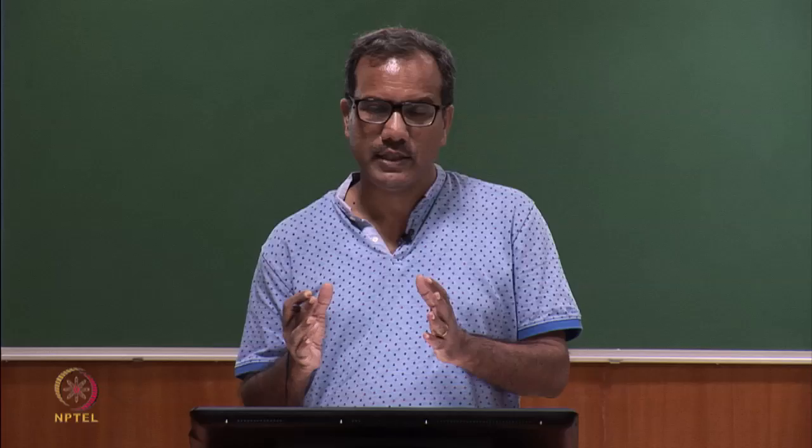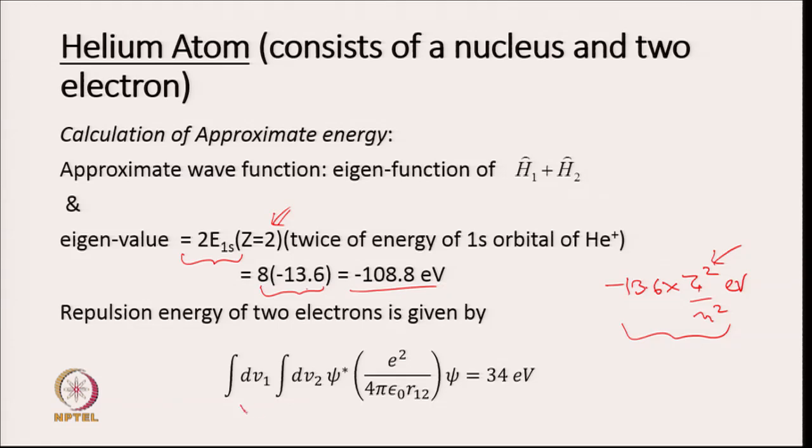So, till now we have calculated energy ignoring the repulsion between the two electrons. Now, we will calculate the repulsion energy of the two electrons, and that can be given by this formula. This is the potential energy due to repulsion between two electrons: psi star into this multiplied by psi, and then dV1 and dV2. If I integrate this, what we are going to get is 34 electron volt. So, the repulsion energy of two electrons can be calculated using this method.